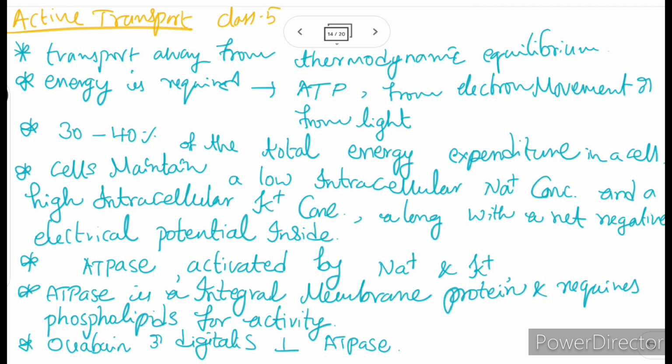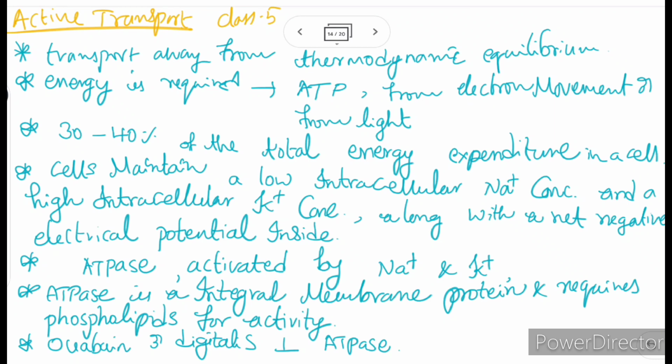In active transport, molecules are transported away from thermodynamic equilibrium. Hence, energy is required for active transport. This energy comes from the hydrolysis of ATP. This ATP is produced from electron movement or from light.